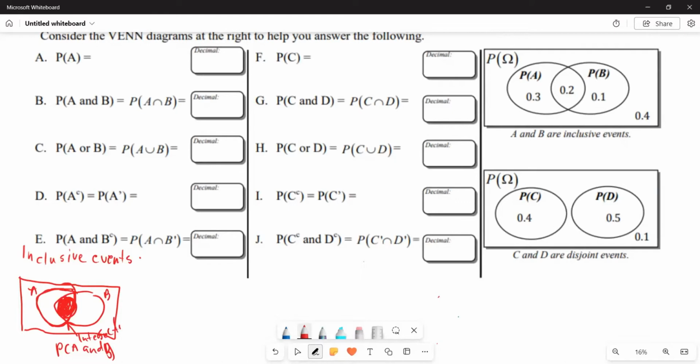So every time they require you to determine the probability of this, make sure you understand that what you're looking for, the probability of A and B, is only the intersection and the intersection only. Are we together?